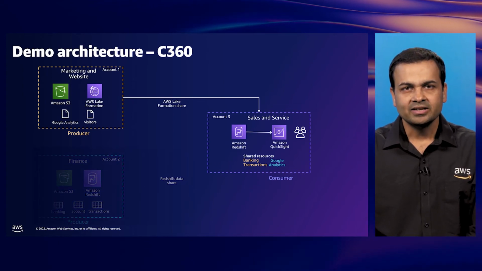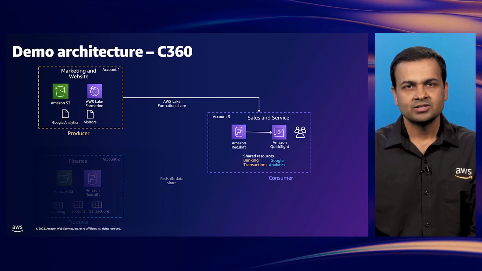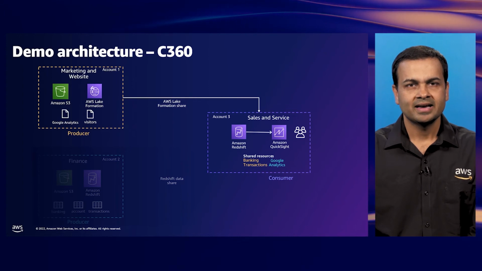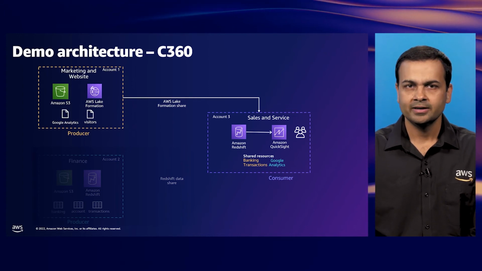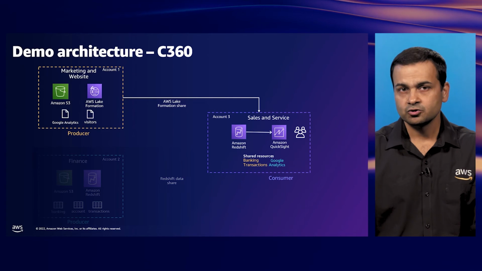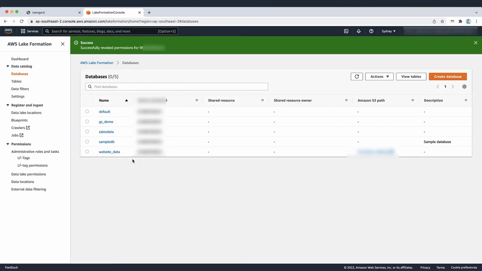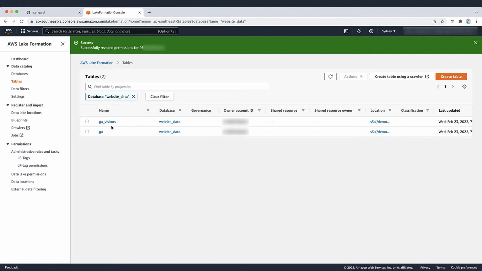In the first section highlighted here, we'll provide access of data stored in the marketing account to the sales account through AWS Lake Formation. Let's switch to the demo. I'm in the marketing account. The database that I want to share is website_data. If I click on the View Tables option, I can see these two tables that I want to share.